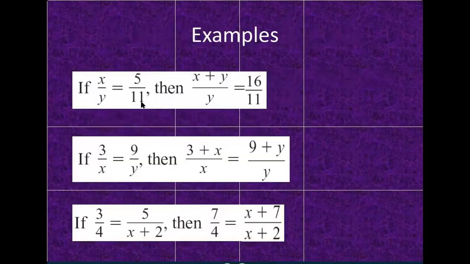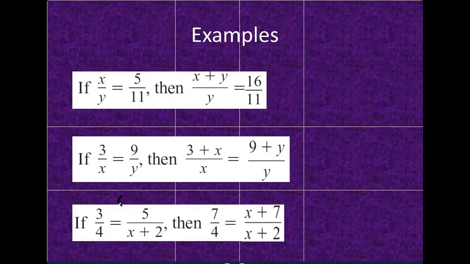Let's take an example. x over y equals 5 over 11. Then if I add, x plus y over y equals 5 plus 11 over 11, which is 16 over 11. Another example: 3 over x equals 9 over y, then 3 plus x over x equals 9 plus y over y.